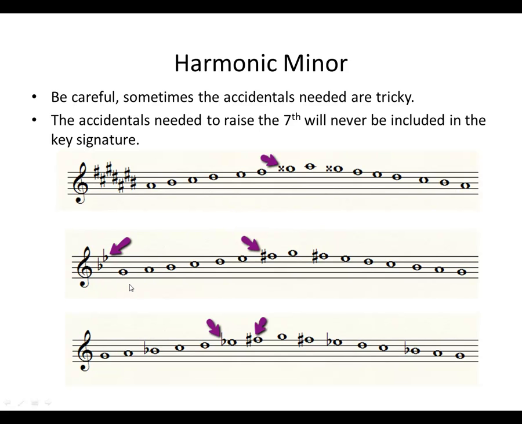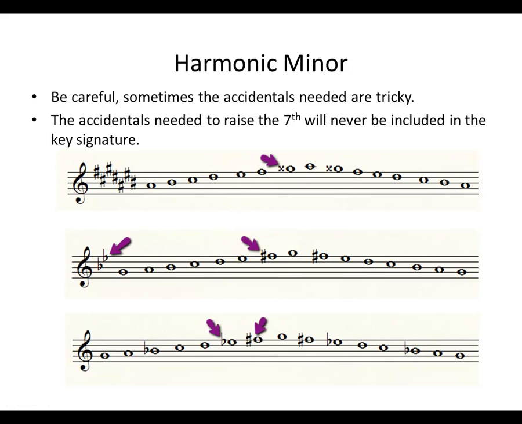Here we have G minor, 2 flats, is key of G minor, B flat and E flat. The 7th tone of the G natural minor scale is an F natural. And so to raise that a half step, you will have an F sharp. Did I say G natural? I mean an F natural. The 7th tone is an F natural. You raise it to an F sharp. So in this case, we have a scale which has both flats and sharps in the scale.